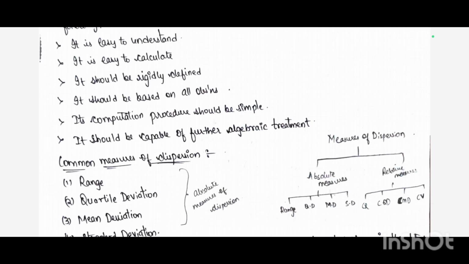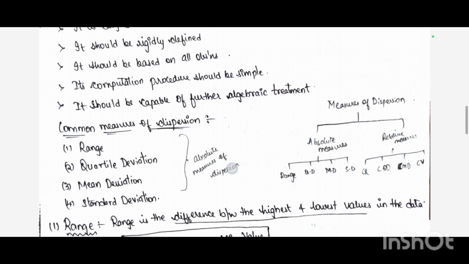Okay, we have common measures of dispersion. They are range, quartile deviation, mean deviation, and standard deviation. Measures of dispersion are majorly divided into two types, that is absolute measures and relative measures. Range, quartile deviation, mean deviation, and so on. Relative measures also we are going to see.